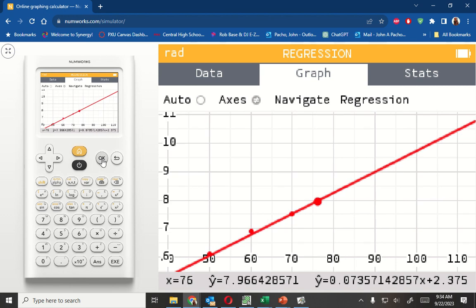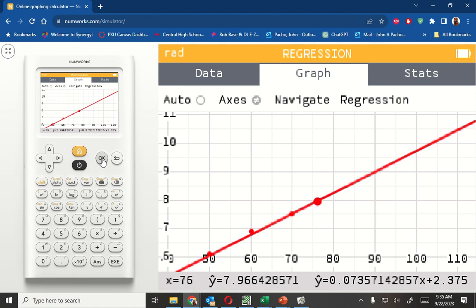At 76, it's predicting y would be 7.9664. And that's in billions, isn't it? Yeah. So that's not bad. That's close to 8 billion. So let's go check the other one.